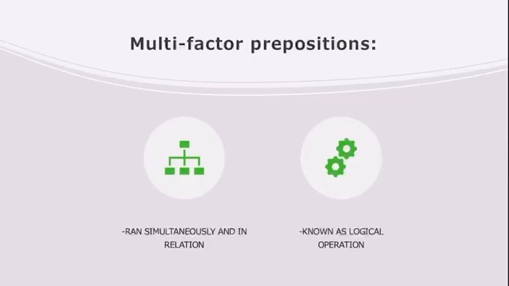Multifactor propositions. Virtually any application will need to run propositions simultaneously, which makes for more complex propositions, where one statement may be true and the other false, but together, despite their respective components, may be able to operate in a fashion that produces a true statement. This type of relationship of two statements together is known as a logical operation.